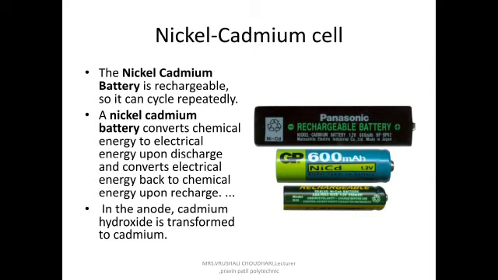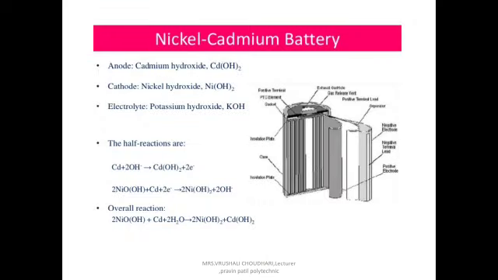The nickel cadmium battery converts chemical energy to electrical energy upon discharge and converts electrical energy into chemical energy while recharging. At the anode, cadmium hydroxide is transformed to cadmium. Construction of nickel cadmium battery. The anode is made up of cadmium hydroxide, while the cathode is nickel hydroxide. The electrolyte is potassium hydroxide, that is KOH.